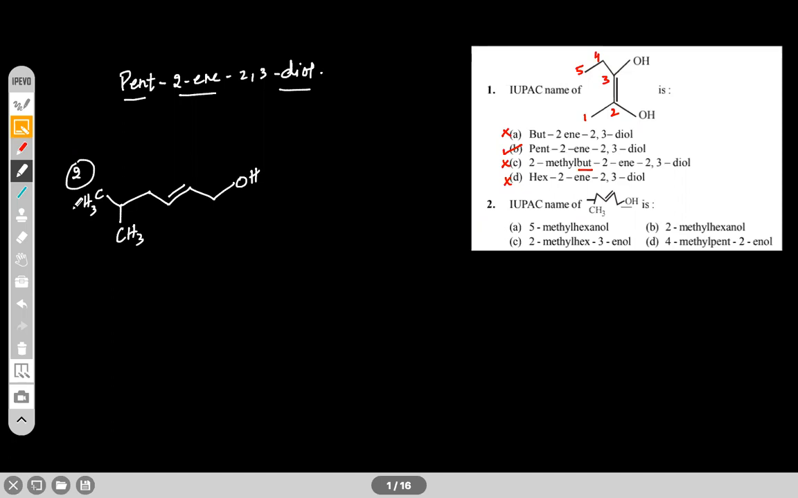Oh, sorry guys, I got a message. Yeah. So this is the molecule we have.